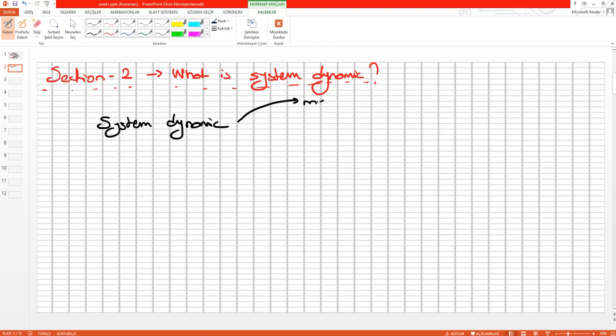For example, the mechanic. Maybe the Newton law, right? F equals m times x double dot, right? Or we can use the electrical system in this domain. Voltage is equal to I times R, or the Kirchhoff law governs the whole equations by using these terms.